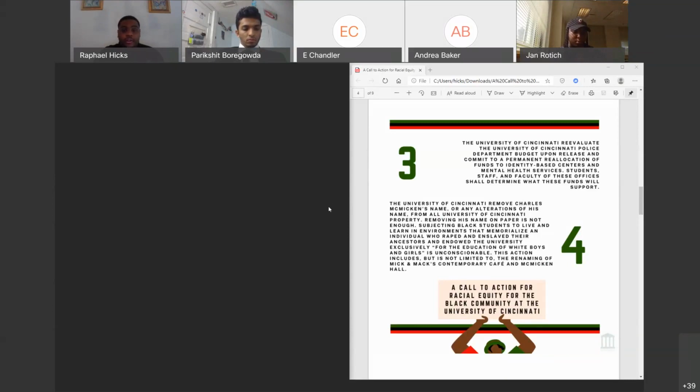Demand number four is regarding removing Charles McMicken's name and any alterations of his name from our university property. This includes, and is not limited to, Macken Contemporary Hall and McMicken Hall. While the university did remove McMicken's name from the College of Arts and Sciences, like diplomas and official documents, there is still work to be done removing his name from the actual building. Currently, it's just a practice to not use his name, but the official building still stands as McMicken Hall.